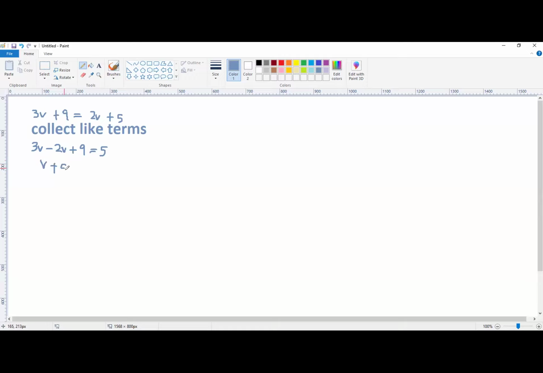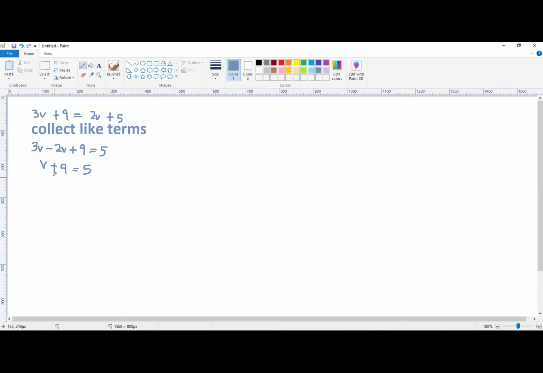We're going to do the same thing we did to 2v. We're going to do that to 9, because 9 is a like term to 5. So we're going to move 9 over to the right hand side. Now remember the rule. The rule says whatever sign is on 9, which is to the left hand side of 9, we have to do the opposite, isn't it?